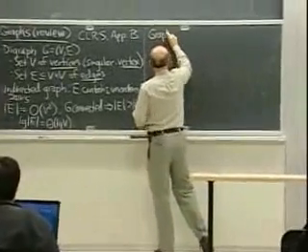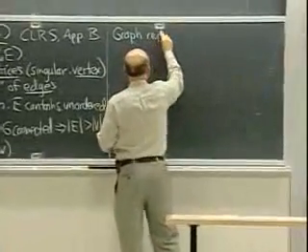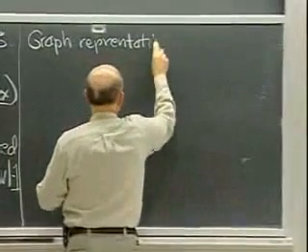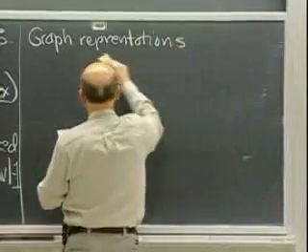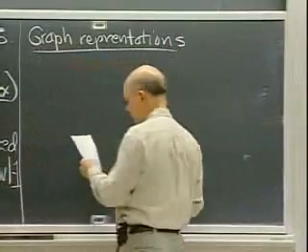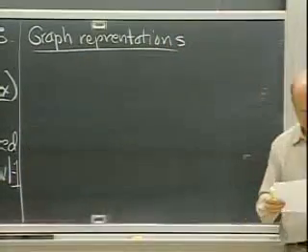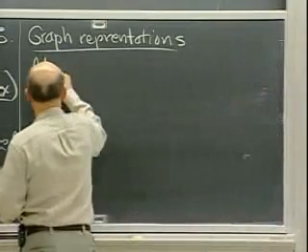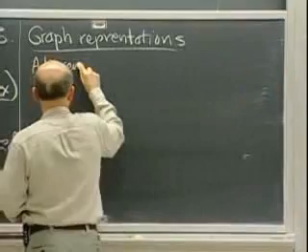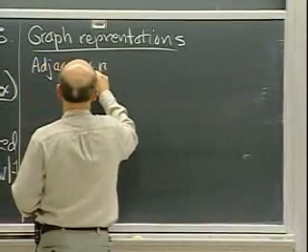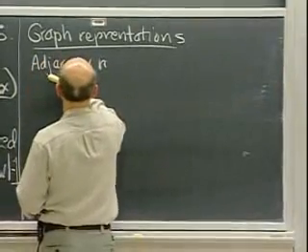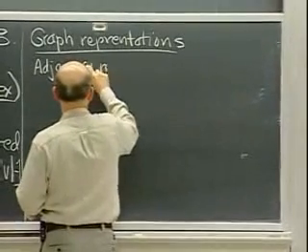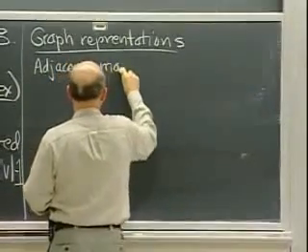So there are various ways of representing graphs in computers. I'm just going to cover a couple of the important ones. There's actually more, we'll see some more. But the simplest one is what's called an adjacency matrix.